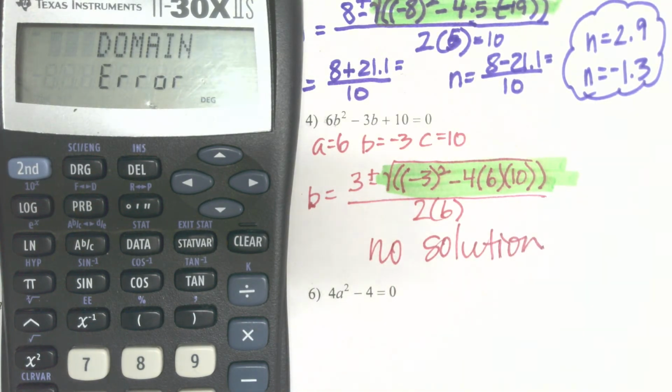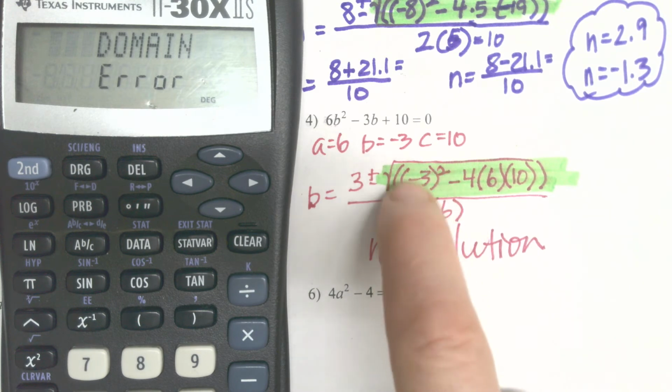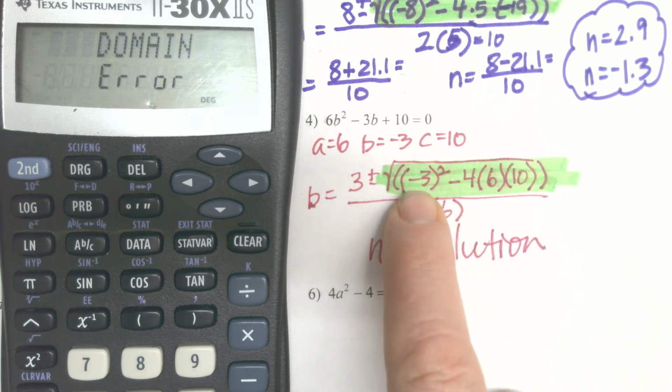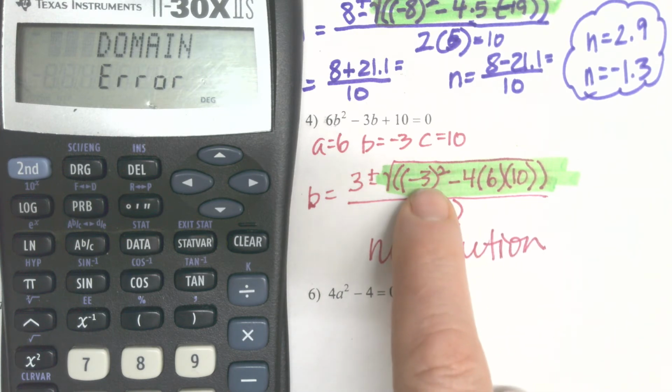Okay? So if you get that domain error, sometimes domain error means you plug something in wrong. Sometimes domain error means you have no solution. If you put the parentheses around your B inside of here all the time, no matter what it is, you will not have to worry about an accidental domain error. Always put whatever your B is in parentheses before you square it.